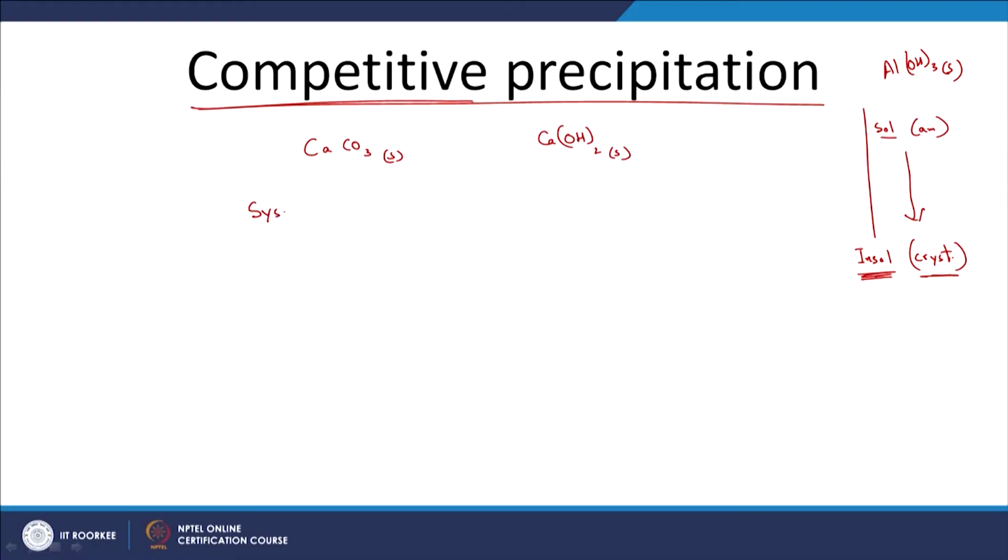So how do we go about it? The key here is that anytime the system will try to be relatively more stable, the system tries to be stable. And what does that mean? That means it prefers the insoluble solid.